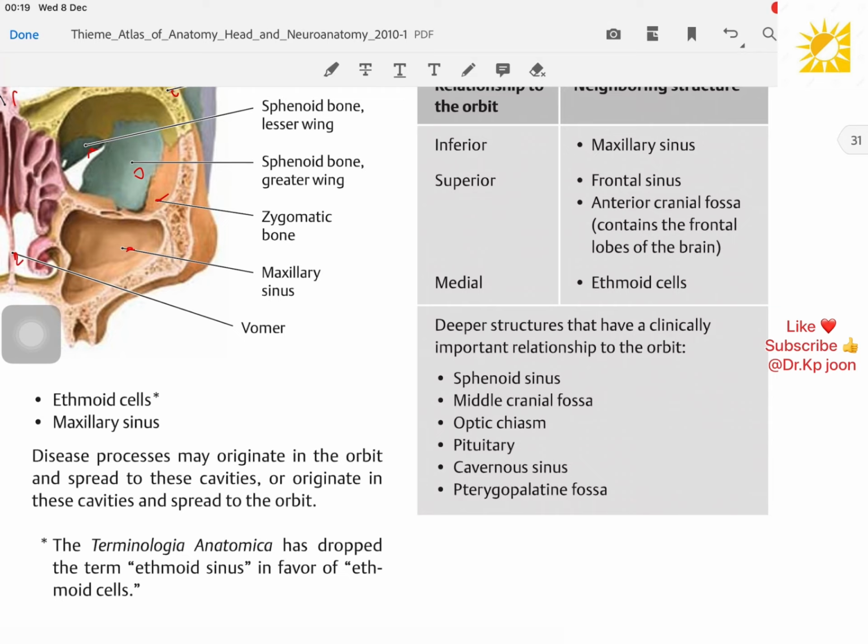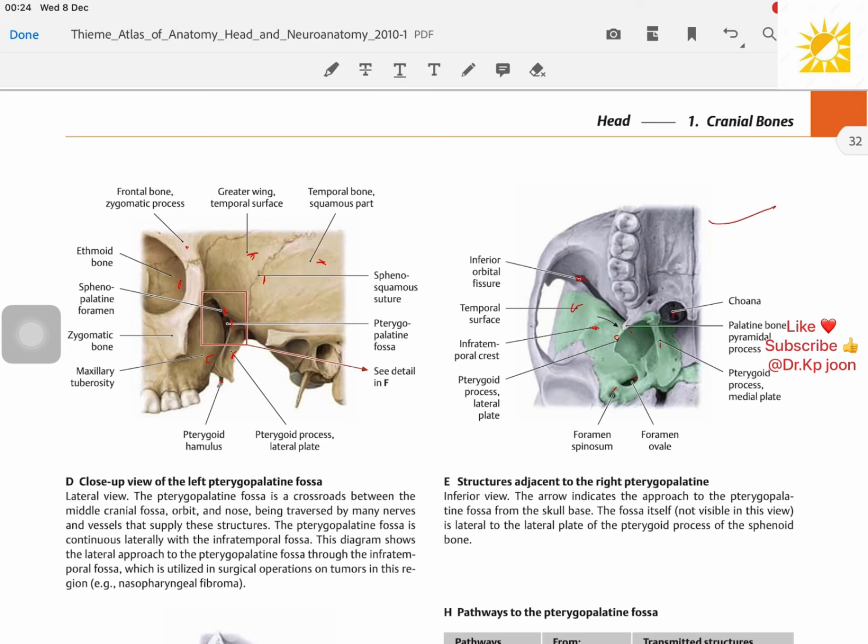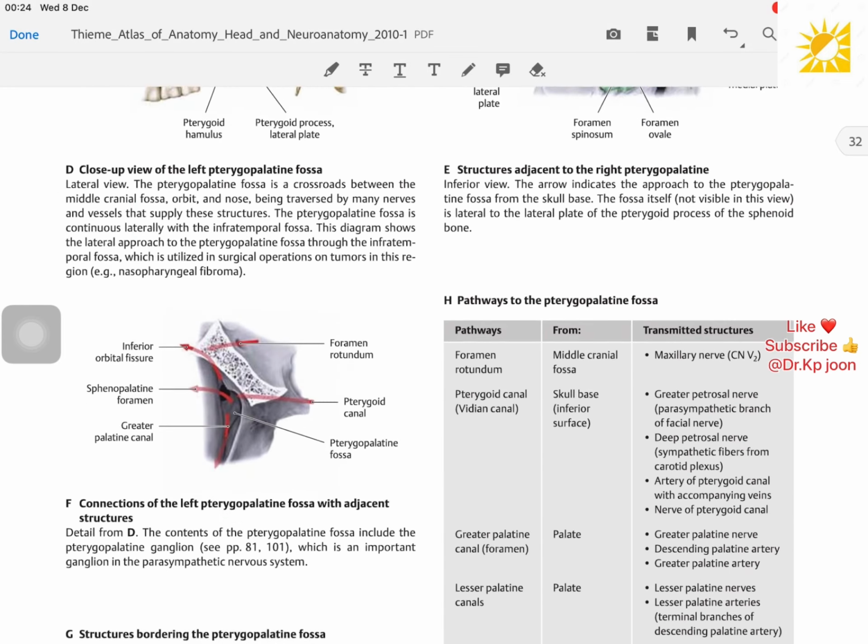If we talk about this diagram, it shows the inferior orbital fissure, temporal surface, infratemporal crest, pterygoid process lateral plate, foramen spinosum, foramen ovale, pterygoid process medial plate, choana, and palatine bone pyramidal process. In this inferior view, the arrow indicates the approach to the pterygopalatine fossa from the skull base. The fossa itself is not visible in this view. It is lateral to the lateral plate of the pterygoid process of the sphenoid bone.